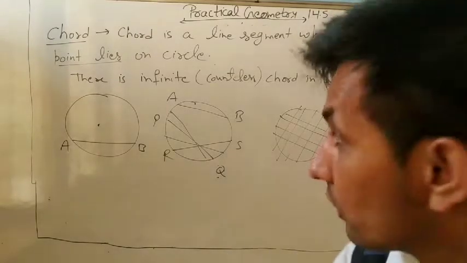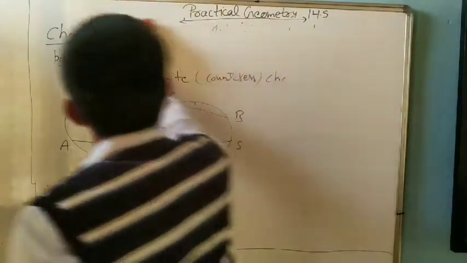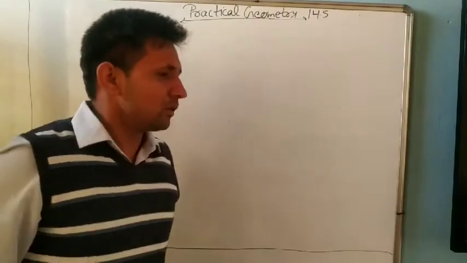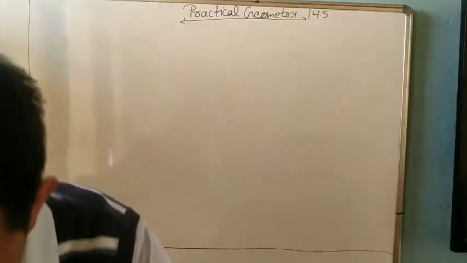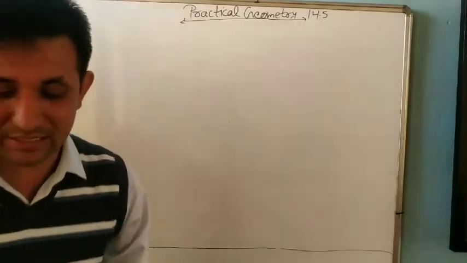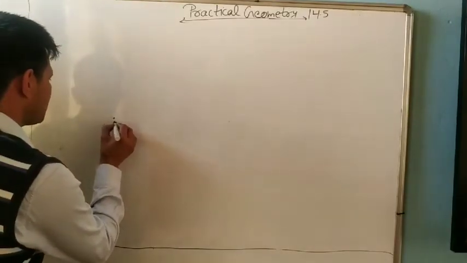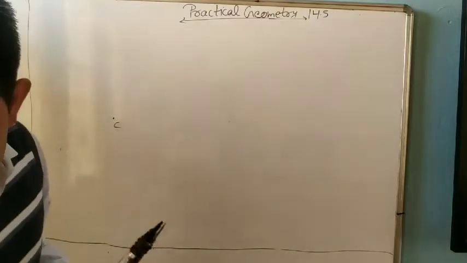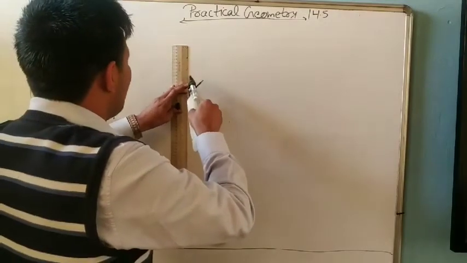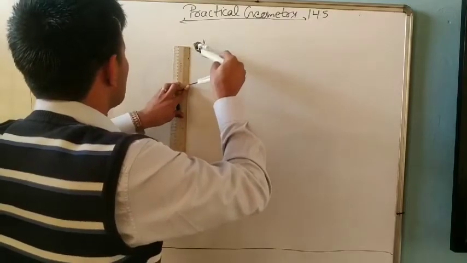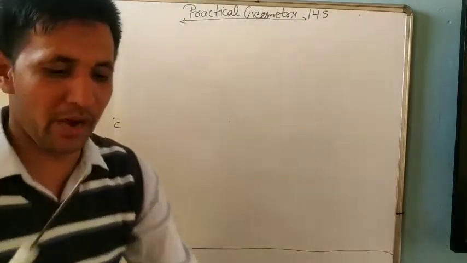Now we will do question number 6. In question number 6, we are given: draw a circle with center C. We have to take a center C. Suppose I am taking this as center C, and radius 3.4. So radius 3.4 we can open by using a compass. Yes, you can open. Suppose I am taking this one. It is 3.4. Okay, so open 3.4.